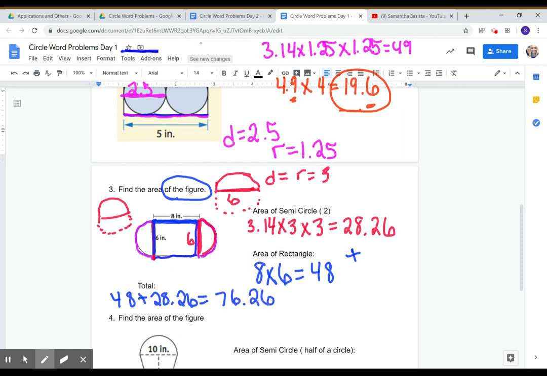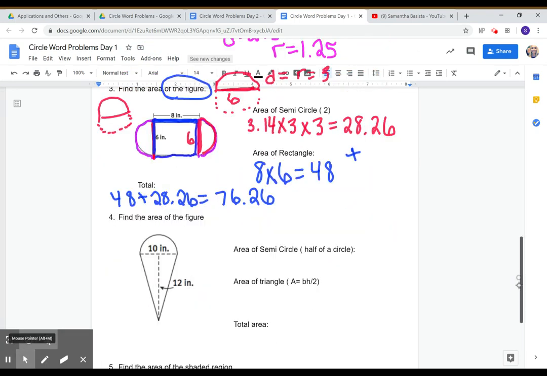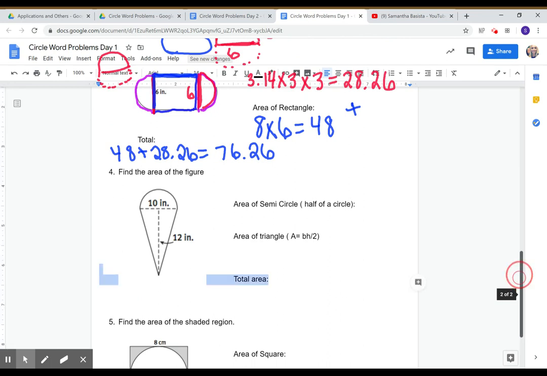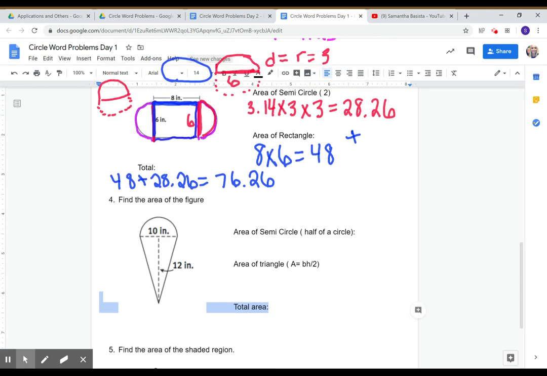Okay? All right, I'm going to do one more with you. I know this is new, that's why I just want to make sure that you guys got it. Let's look at our number 4. Look at our figure. Do you see I have a semicircle up top, and I have a triangle at the bottom? So let's find the area of the semicircle first, and then we'll work on the triangle.